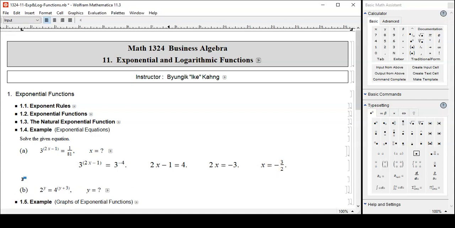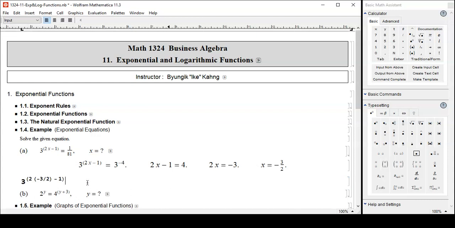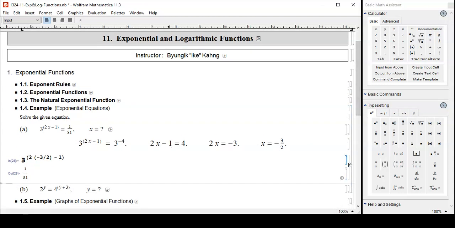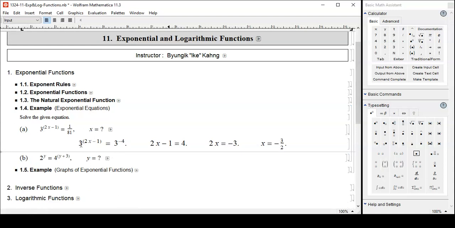Well, one way to check is to put this number in and run your calculator. So 3 to the 2 times negative 3 halves, minus 1. Did I put that in right? Let's take a little bit bigger font so that you can see better. Is that right? Let's run it. And indeed, I get 1 over 81. Confirmed. So in short, if you take the same base, then you can compare the exponents.